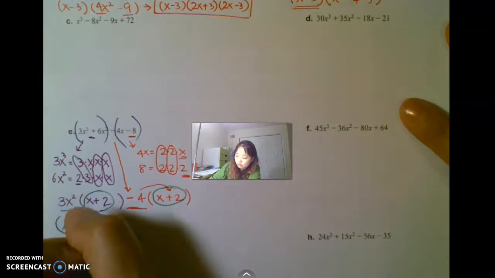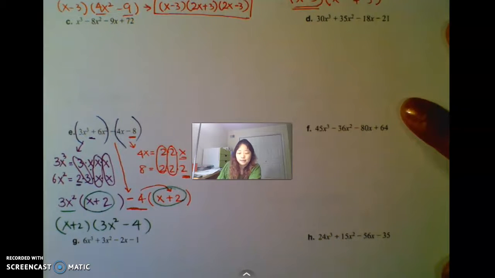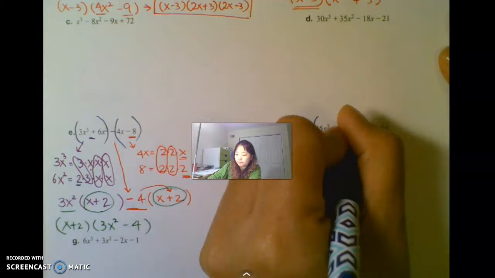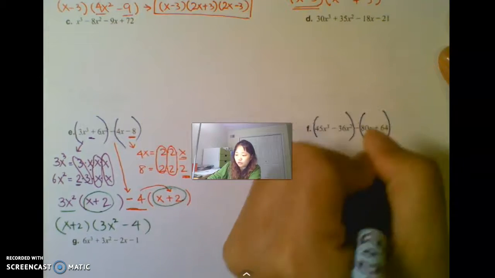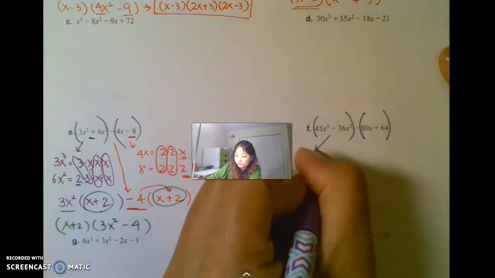3x squared minus 4. 3 is not a perfect square, so we're good. I mean, 4 is, but 3 is not, so that's not something we can factor. So we're done. What do you think? Is it getting better? And honestly, this was really hard, even in math too. So I don't blame you if you feel like, oh my gosh, this is so hard. It is. It's especially hard if you did not do well last year.